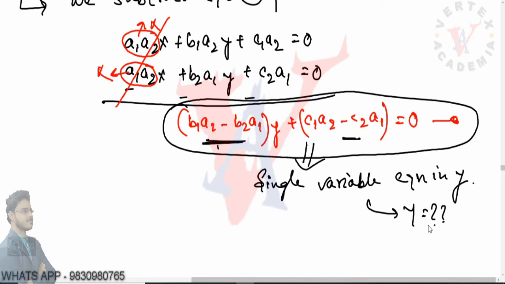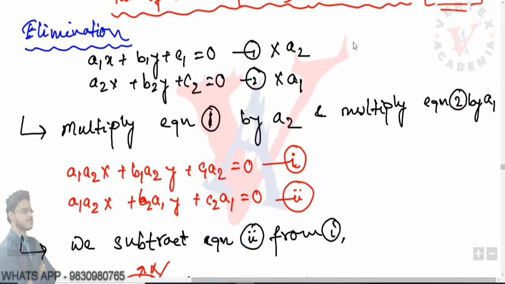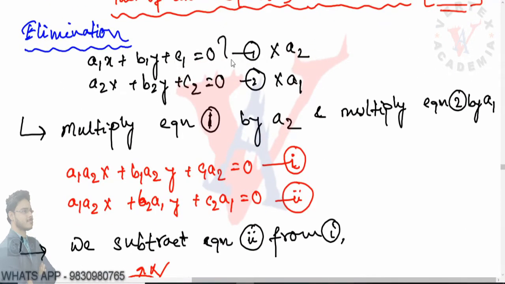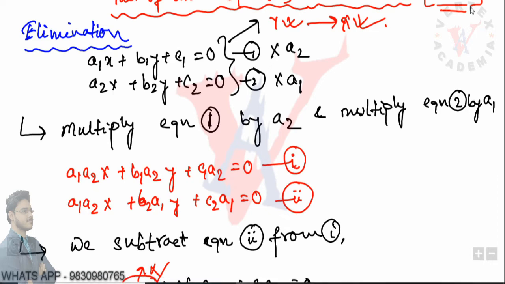Then, as in substitution, we put the value of y in either of the two given equations, and the value of x is also calculated. You can see that by doing these steps, we finally got to the point we wanted to achieve: a single equation in x or y from which the value of x or y becomes very easy to find. So we have done that.